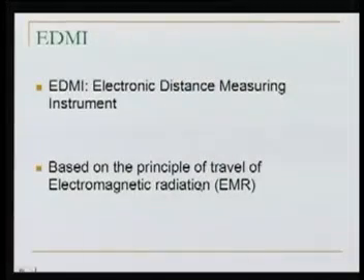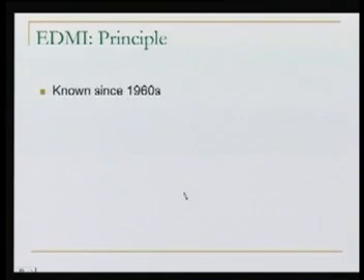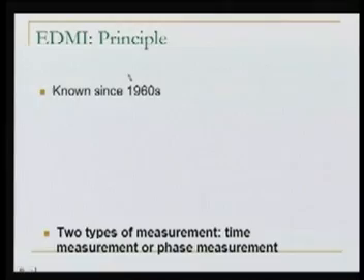So, basically we will go into this, and first we will discuss a little bit about the electromagnetic radiation, because this is what we will be making use of. Well, very briefly we will look into detail about this. Very briefly, what is the principle? This principle of measuring using lasers, particularly, is known since the 1960s, and that is the time when people started making use of light waves or the lasers to measure the distances.